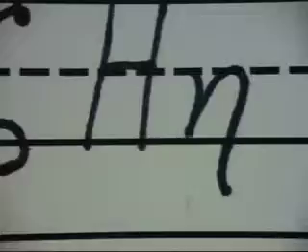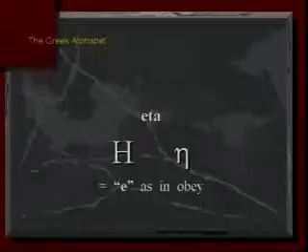The eta, in terms of pronunciation, corresponds to the E sound, but the long E sound in English, as you have in the English word obey. So it's an A sound, and it's considered a long vowel in the vowel system for Greek.